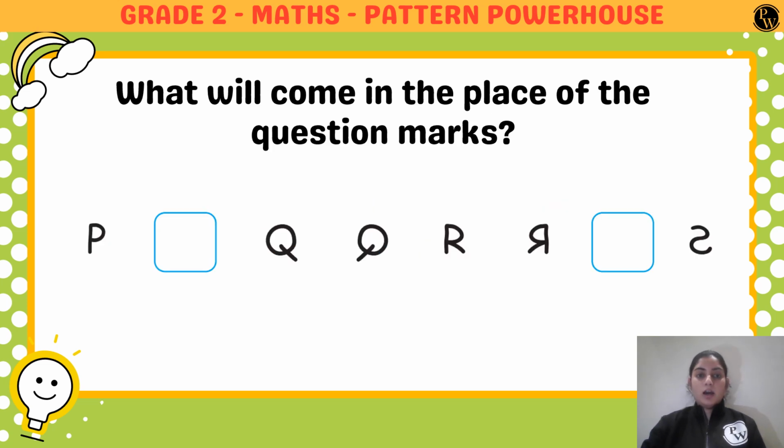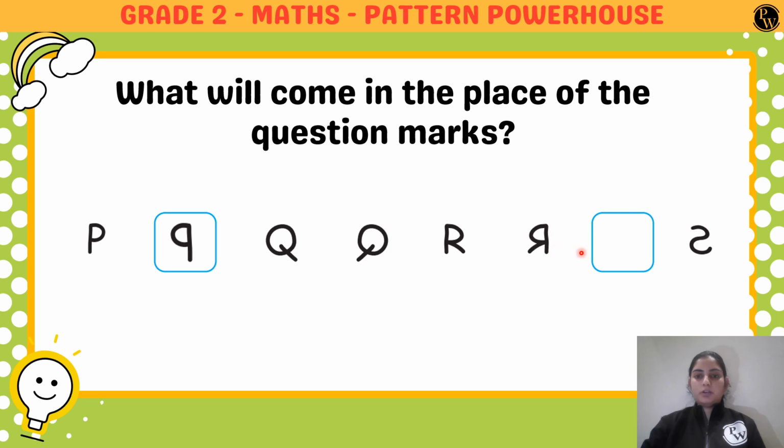Now, what will come in the place of the question marks here? Let's see. Here we have the letter P, then a blank box. Then we have letter Q, then its mirror image. Then we have letter R with its mirror image, right? So if we go in alphabetical order, after P we should have its mirror image, just like Q and R. So here we will have a mirror image of P, right?